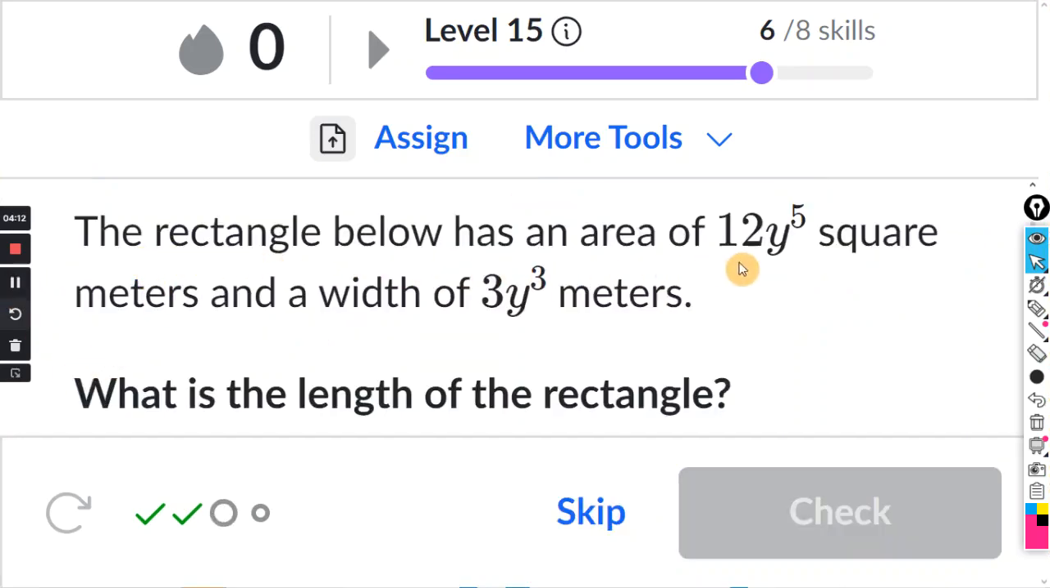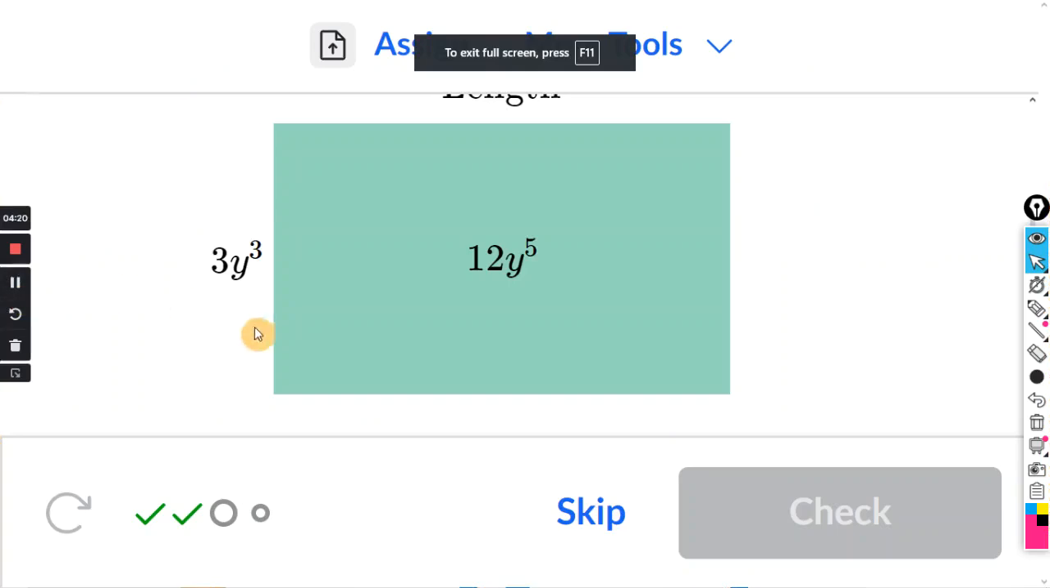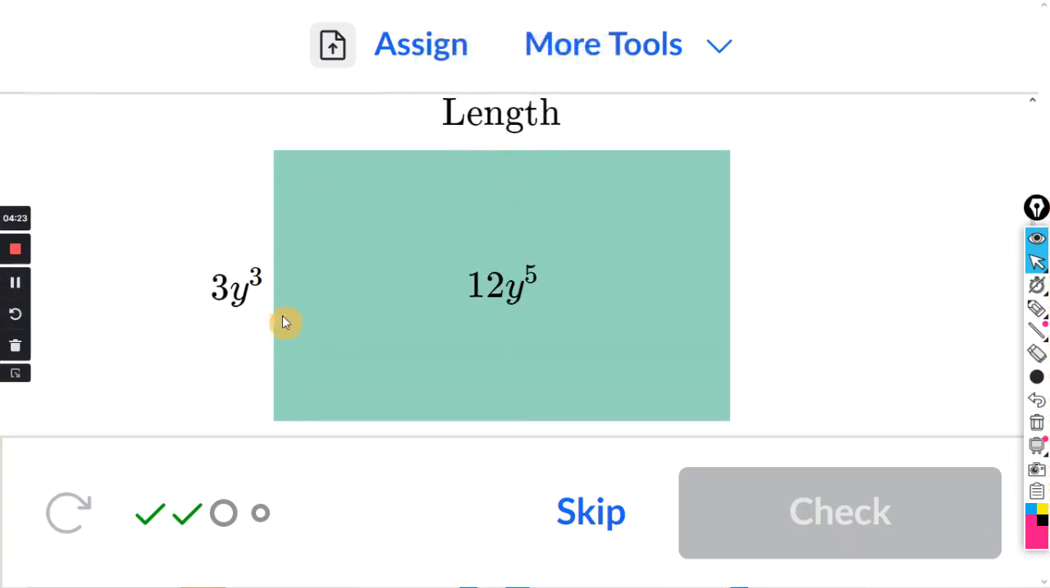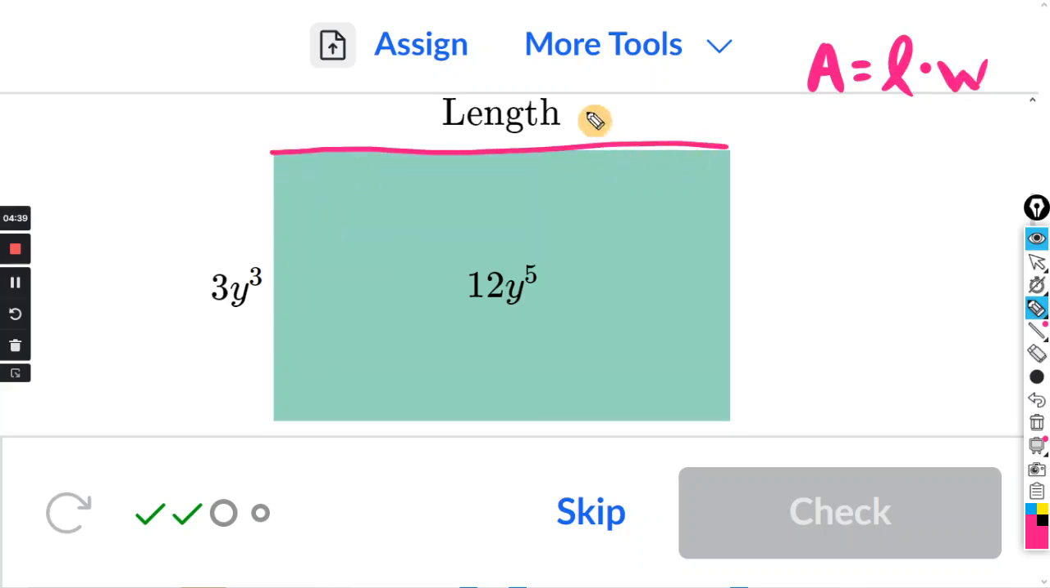The rectangle below has an area of 12y to the 5th and a width of 3y to the 3rd. What is the length of the rectangle? All right, so everything that was included in the write-up is on the diagram. And you want to remember, the area of a rectangle is just length times width. This is the missing length here, we can just call it L. And this is the width right here, we just call that W. And this right here is the area. They gave it to us.